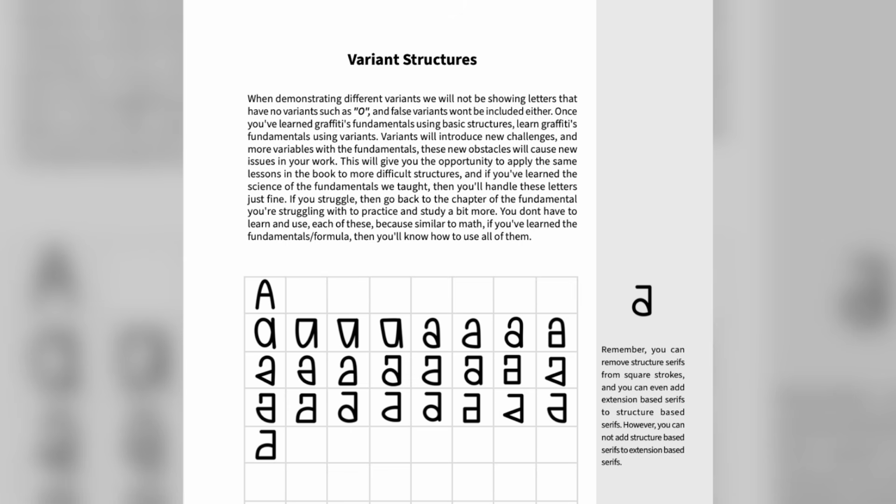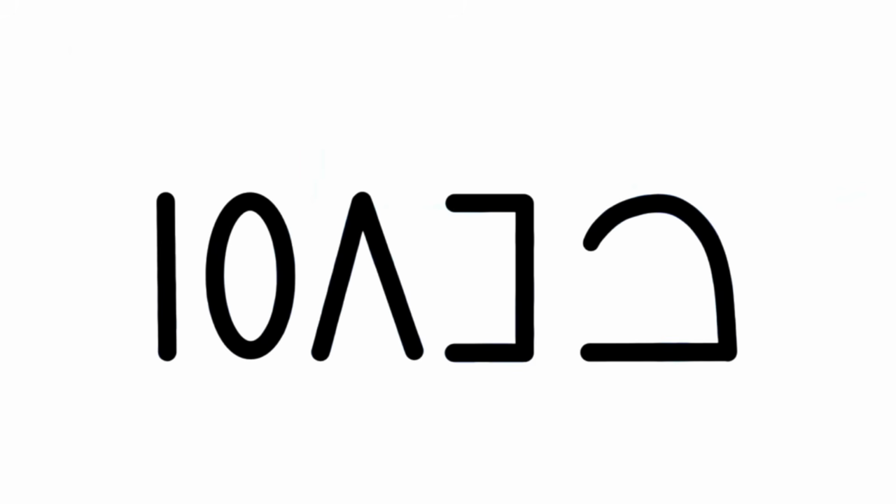From there, we move to variant structures. Now, variant structures, as mentioned earlier, these are just alternate ways of writing your basic structures. That's all they are. Now, variant structures are determined by what stroke is used to make them.